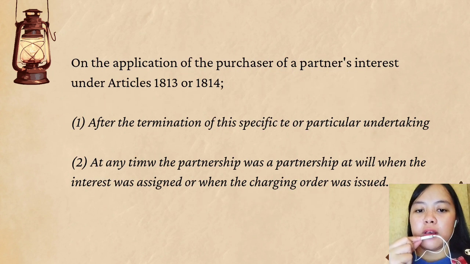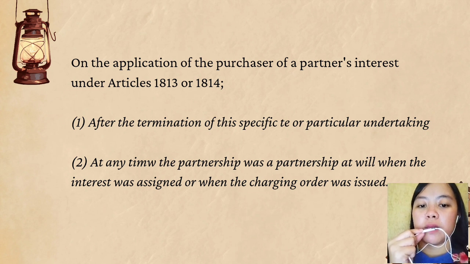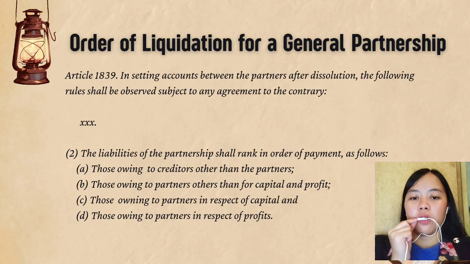On the application of the purchaser of a partner's interest under Articles 1813 or 1814, after the termination of the specified term or particular undertaking, or at any time if the partnership was a partnership at will when the interest was assigned or when the charging order was issued. Order of liquidation for a general partnership. Under Article 1839, in settling accounts between the partners after dissolution, the following rules shall be observed, subject to any agreement to the contrary.